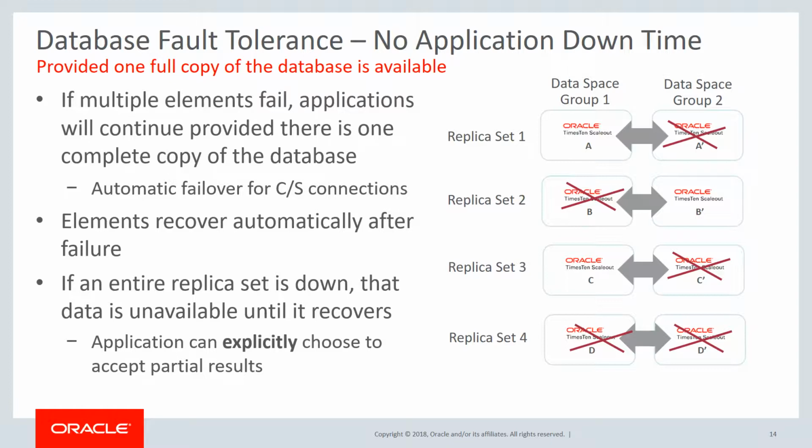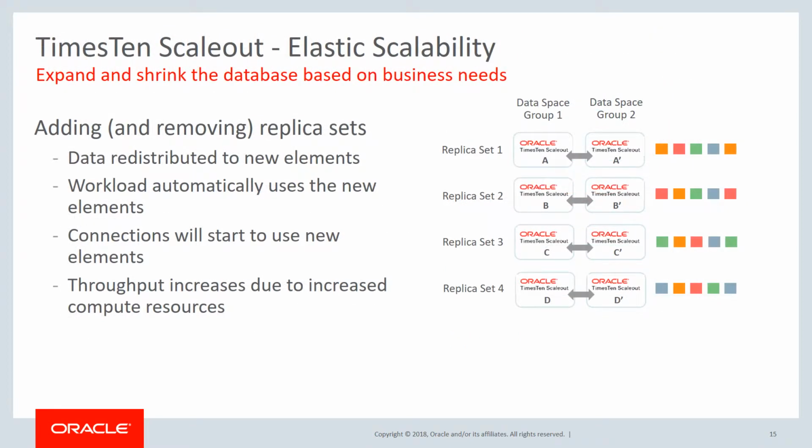A little bit about scalability. So this is all great so far, but what if I want to grow my database, or maybe shrink my database to accommodate more or less capacity? So TimesTen Scaleout provides an elastic scalability capability. You can dynamically add or take away elements in multiples of replica sets, and then you can redistribute the data to those elements or away from those elements to change the size of your database, which results in an increased or decreased storage capacity and an increased or decreased compute capacity.